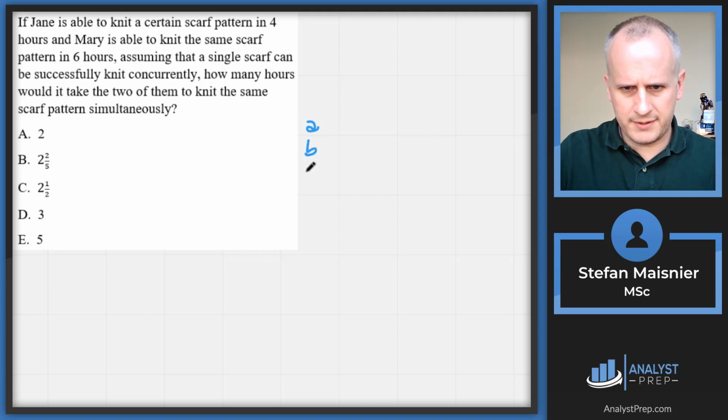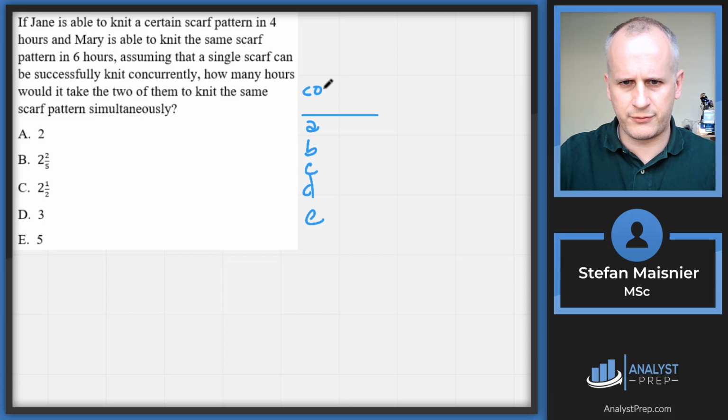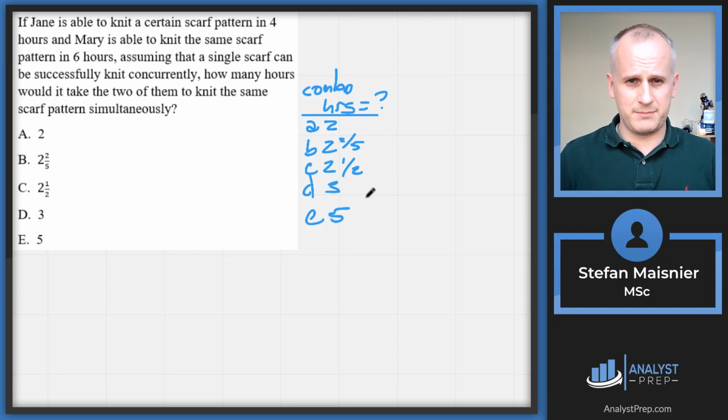So we've got A, B, C, D, E, and we skip to the end, figure out what we're being asked for, and we've got how many hours would it take the two of them to knit the same scarf pattern simultaneously? So we're just looking for the combined hours equals question mark. And we've got 2, 2 2/5, 2 1/2, 3, and 5. And remember, if they've got simple numbers, it might be beneficial to write out those answer choices.